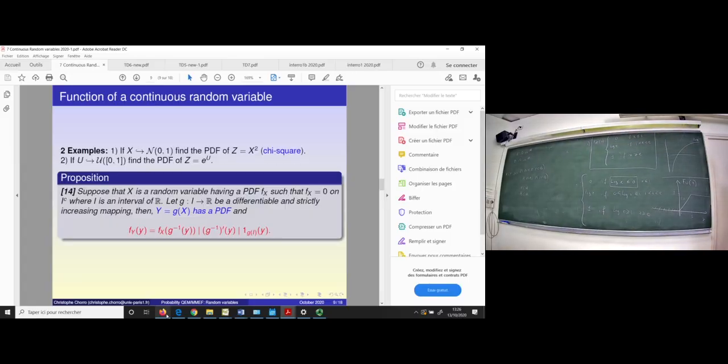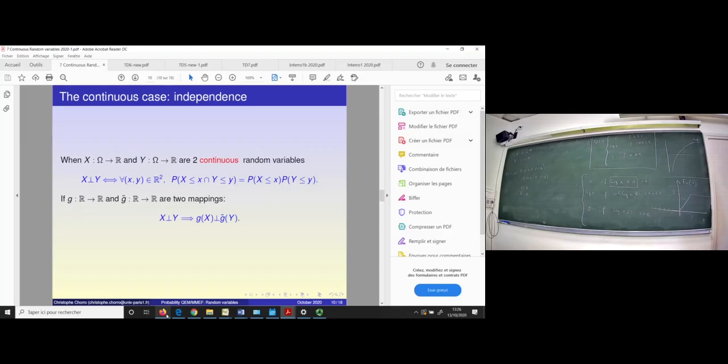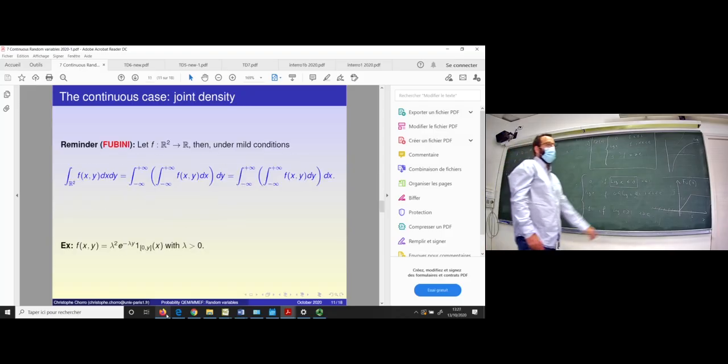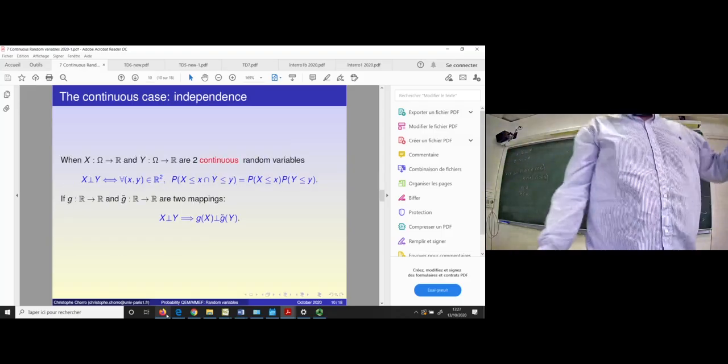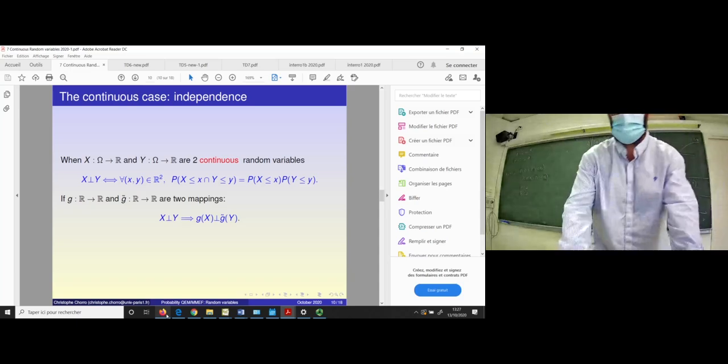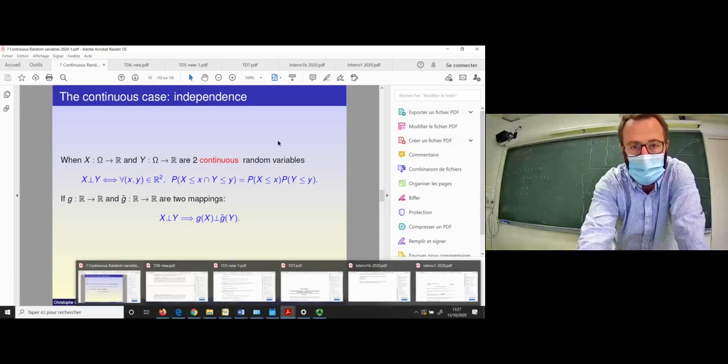And I obtain the same kind of proposition related to what happens if I start from independent random variables and if I take mappings of these random variables. If I start with independence, I will continue with independence. So I don't say more for the moment, and we are going to do exercises, and I will continue the course after the break.